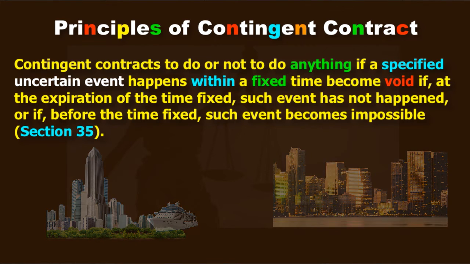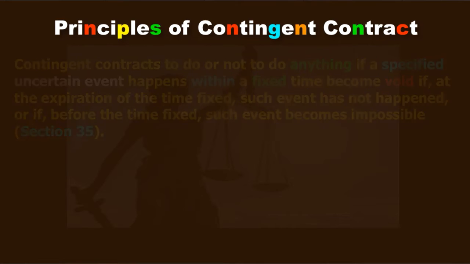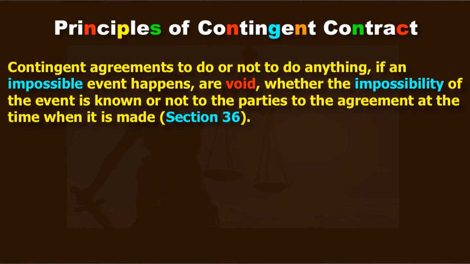The last principle of this contingent contract is that contingent agreements to do or not to do anything if an impossible event happens are void, whether the impossibility of the event is known or not to the parties to the agreement at the time when it is made. That is defined under section 36. So this is another interesting point. Let's understand it with an example.